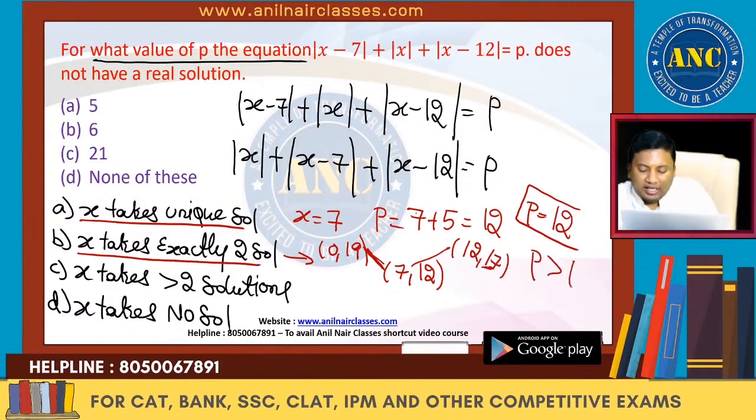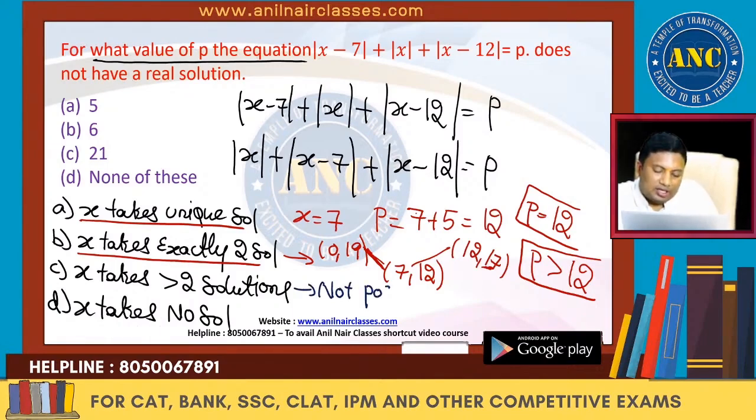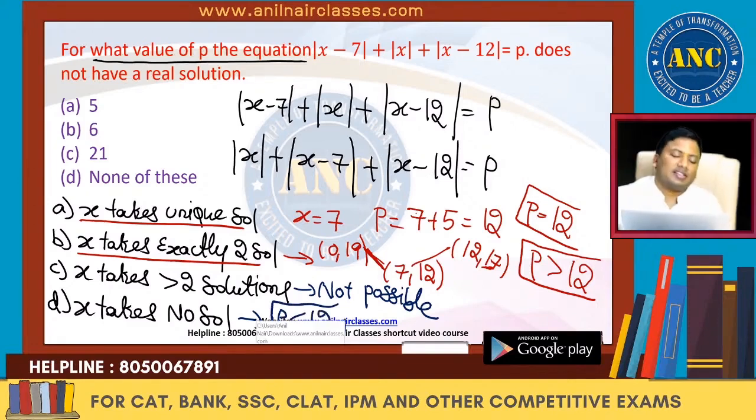P is greater than 12. Are you all with me? Next question. Greater than 2 solutions. This case is not possible. X takes no solution. This case is possible. P is less than 12.